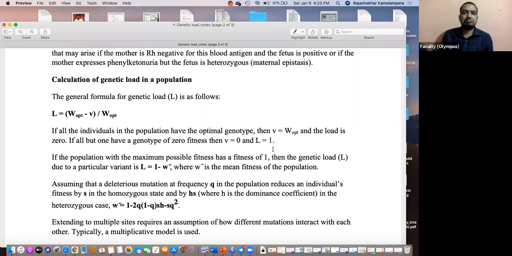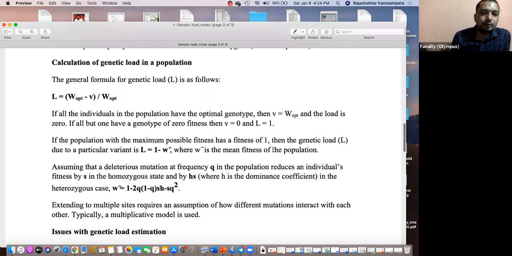So zero fitness is drastically affected. So load is highest, L equal to 1. So the boundaries I'm talking about: zero we talked about. Optimal phenotype is equal to the mean fitness. Best case scenario, zero load. Worst case scenario, load equal to 1. Okay, so this is the answer to your question, 0 to 1. It can be anywhere between 0 and 1.